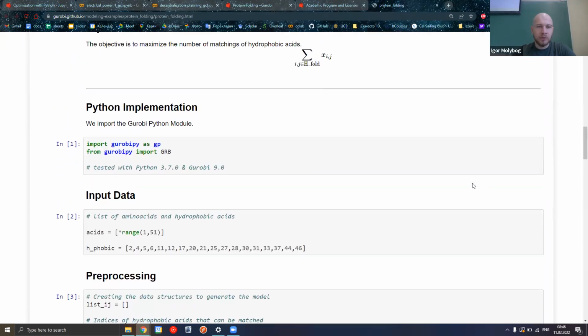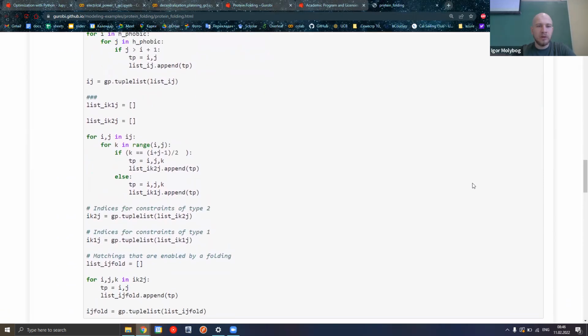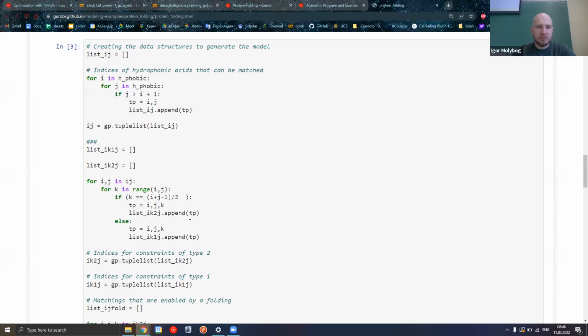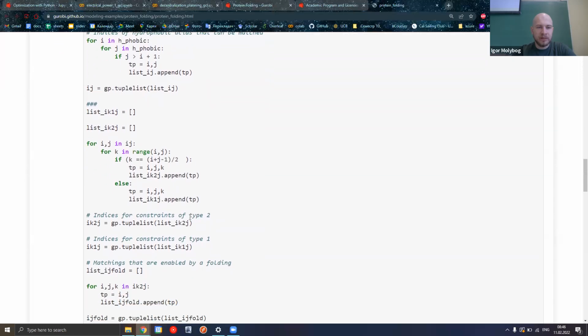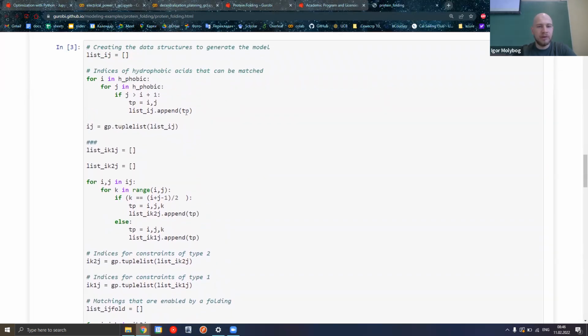Okay, so how do we put this into the form of a program? Well, we need to do some magic with indices first. So here it's called pre-processing, but it's really just creating index sets. This is the most important part of this problem. So first you need to create the list of IJs, the list of all of the pairs IJ for which matching is in fact important.